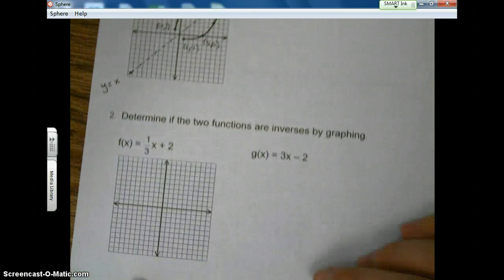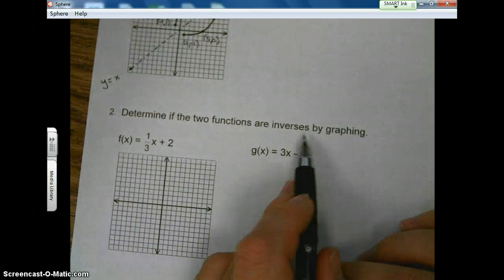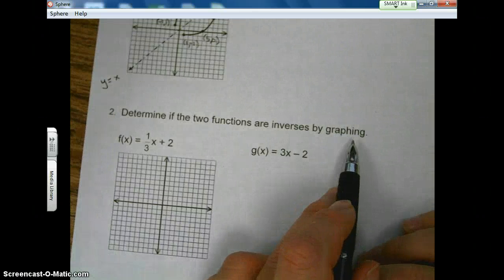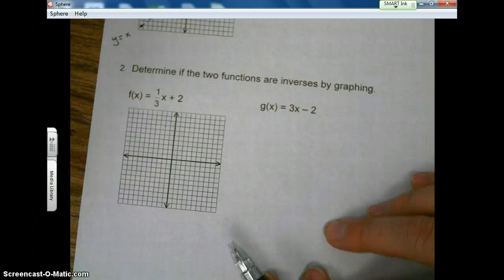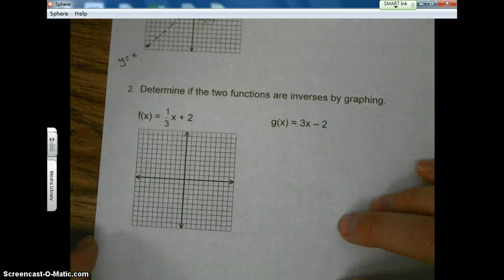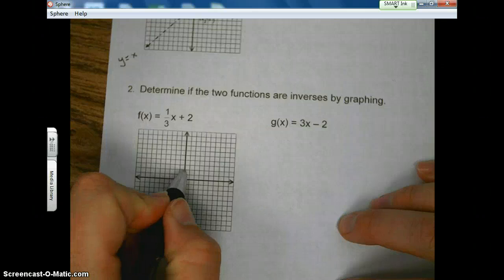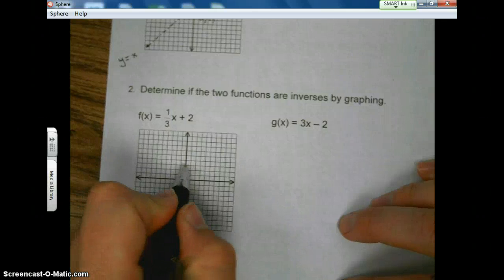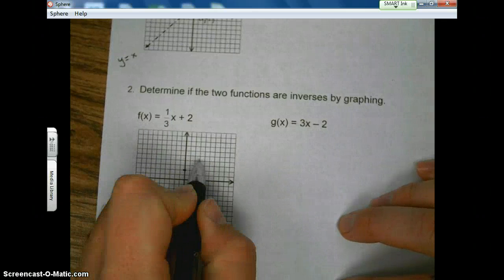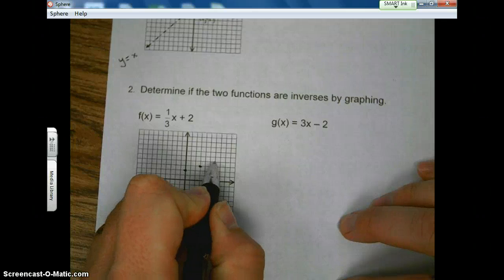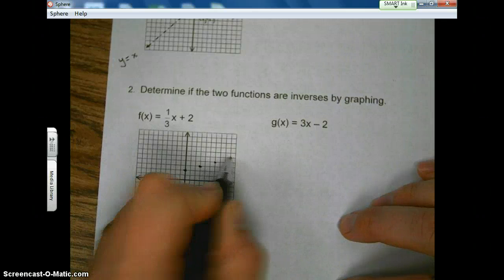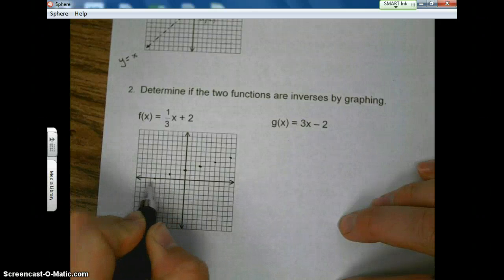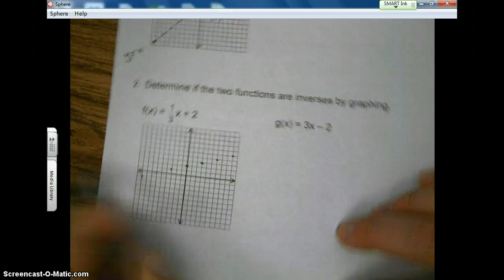The second way to determine if two functions are inverses is by graphing them. So let's take a look at these two equations. Okay, so let's go ahead and graph them. So our y-intercept is 2. So 1, 2. Our slope is 1/3. So rise 1, run 3. Rise 1, run 3. Rise 1, run 3. And same thing in the other direction, except the opposite.